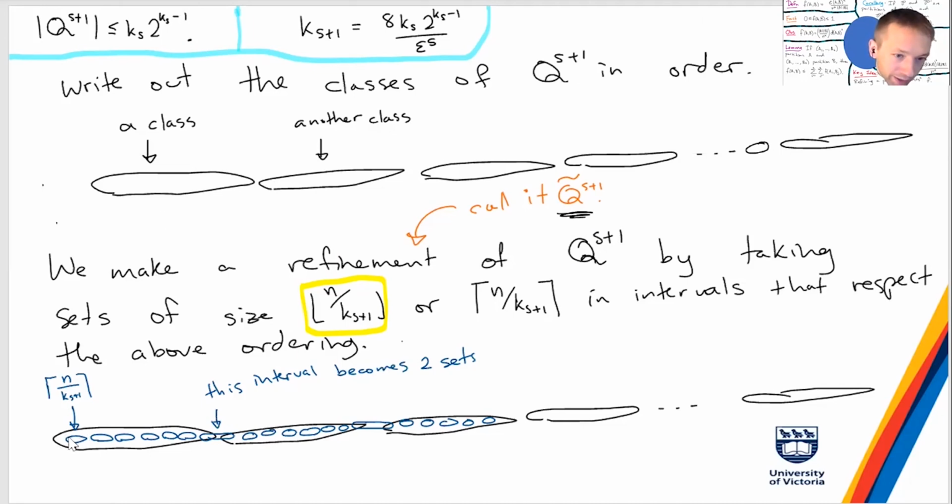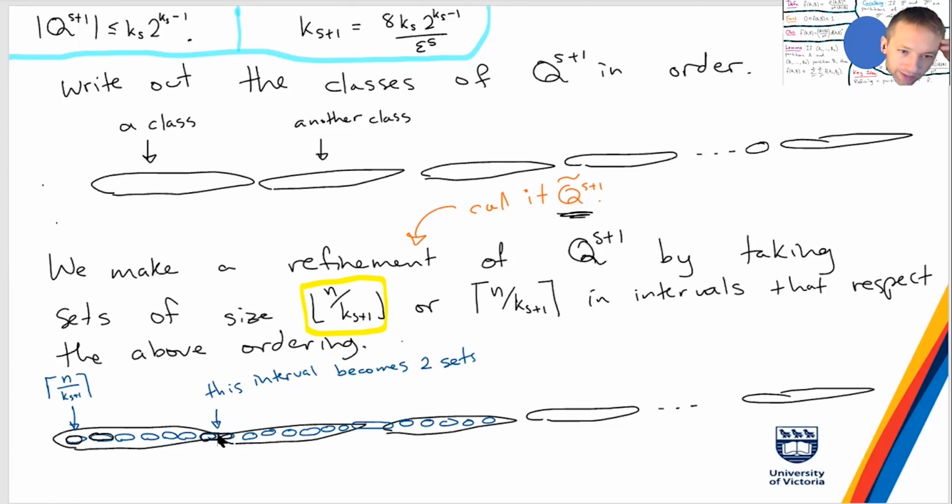If I refine QS plus 1 with these intervals, so I take my first part, it's going to have an interval here, and then another interval. It's going to have about 8 over epsilon to the 5 intervals in it or something, or more than that, actually, potentially. But things go a bit wrong on the boundaries, right?